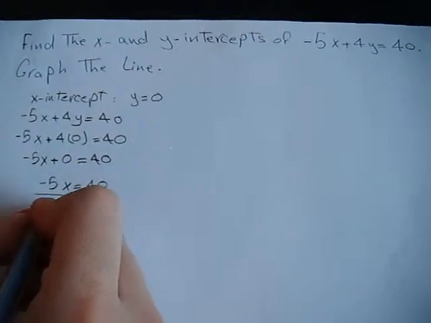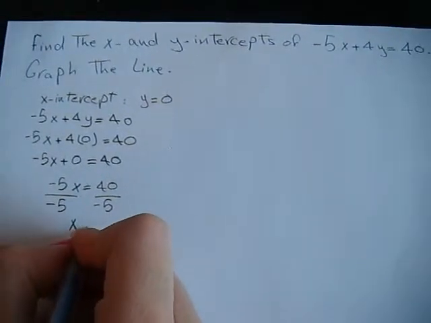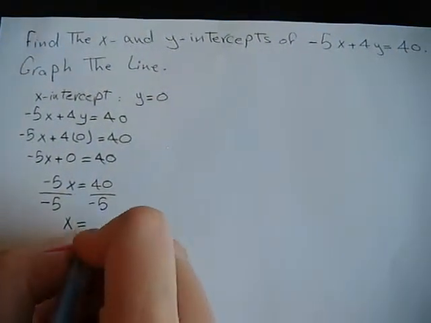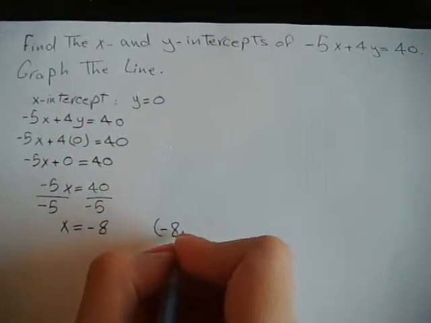Now we're going to divide by negative 5, so we can get our x by itself, which is -8. Our point is (-8, 0).